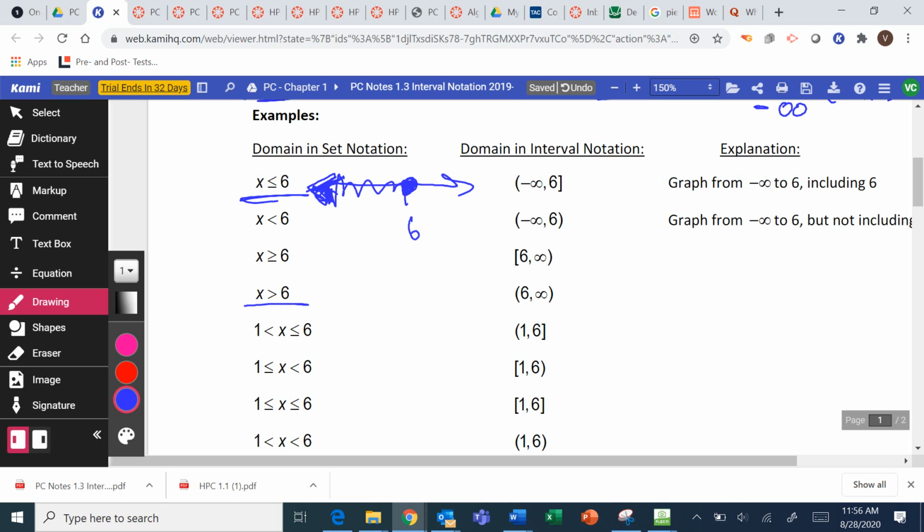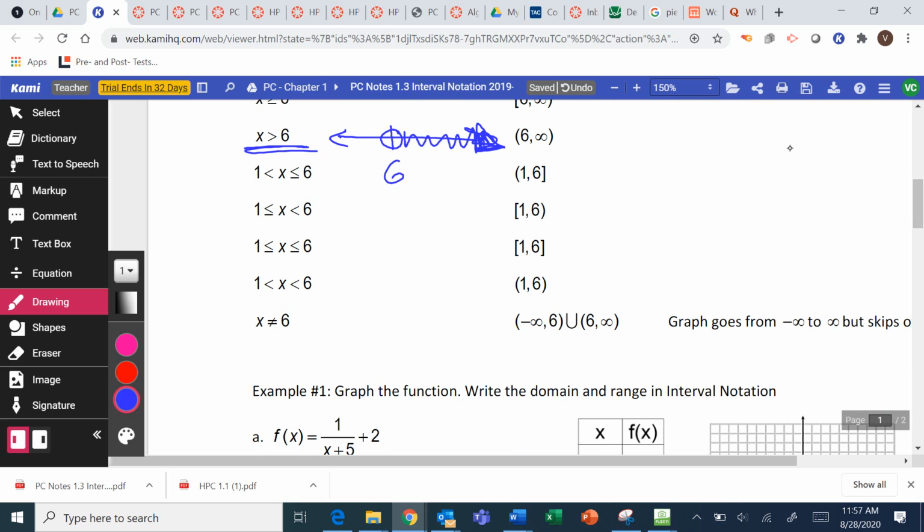For this one right here, x is greater than 6. If we're here at 6, we would have an open circle, and it would be above. So the very first thing I come to on this number line is the number 6. That's why I wrote it first. But it's not equal to, so we have a parenthesis. It goes all the way to infinity. Infinities always get parentheses.